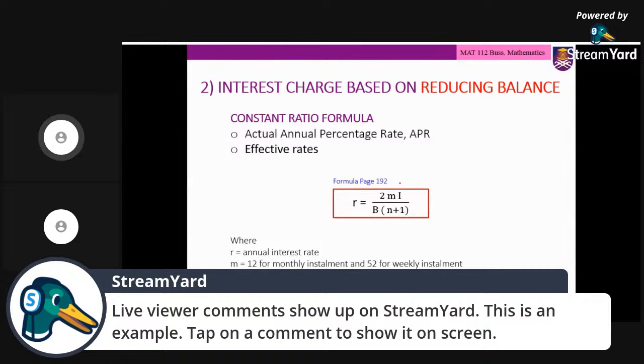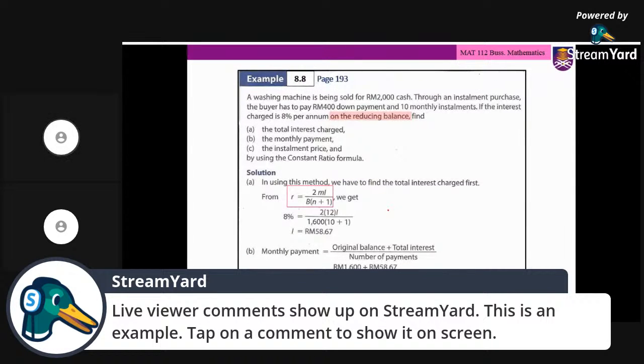Okay. So for the constant ratio formula, we use this one, which is R equal to 2MI over B(N plus 1). So what is R? R is the annual interest rate, the percentage rate. M here, if the question says by paying monthly installment, we use 12. But let's say the question says weekly, we use 52. So M is fixed. And then we have I, the interest. B is the original balance. N is the number of payments. So let's look at how to use the formula.